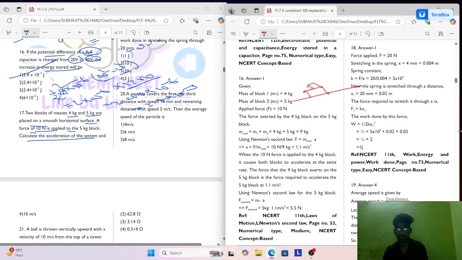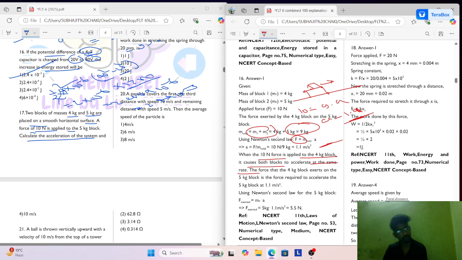Total mass of the system will be equal to 9 kg. Force is applied on the total object, so therefore 10 will be equal to 9 into A, therefore A will be equal to 1.1. When the 10 Newton force is applied, it causes both blocks to accelerate at the same rate, right? The force required to accelerate the 5 kg block is at 1.1 meter per second square.